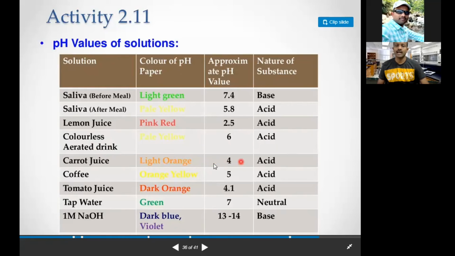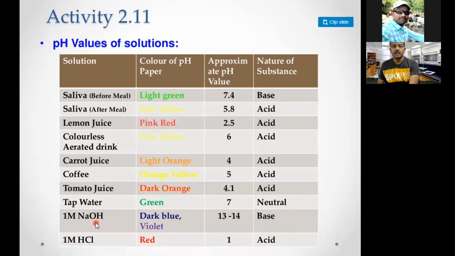The pH value of the carrot juice is 4. And also coffee, coffee is also an acidic medium, right? So orange yellow. Tomato juice, acidic medium, dark orange. Tap water is a neutral medium, that will give green color. So when you take 1 molar NaOH, it will give dark blue or violet color.